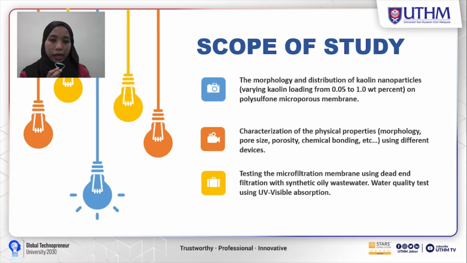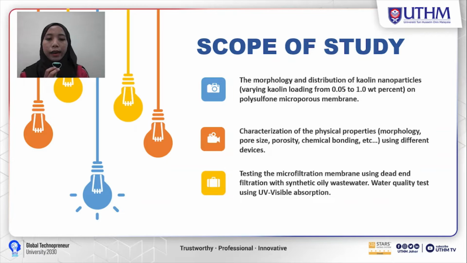Scope of study. The first one is the morphology and distribution of kaolin nanoparticles by varying kaolin loading from 0.05 to 1.0 weight percentage on the polysulfone microporous membrane. It is expected that an increase of kaolin loading will reduce the porosity and pore size of the membrane.